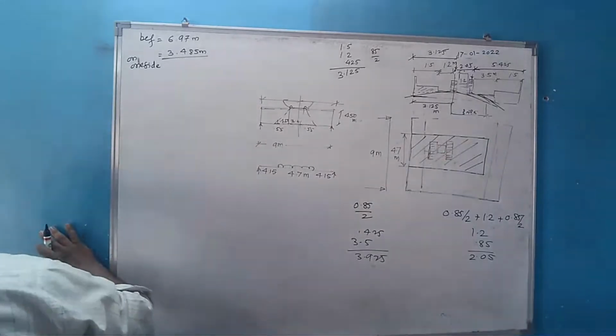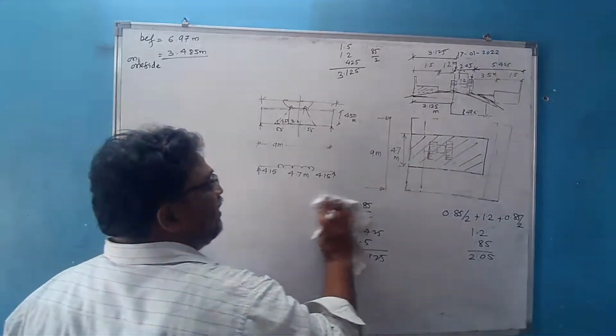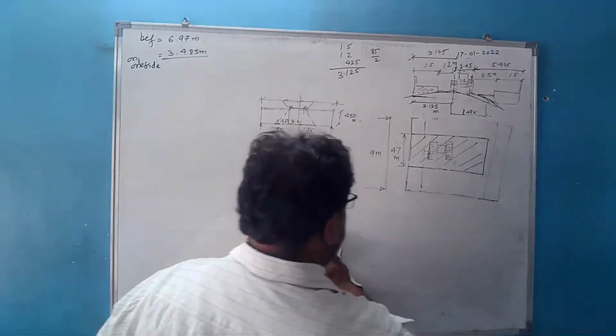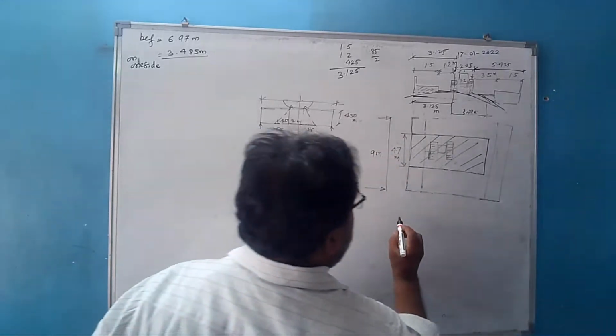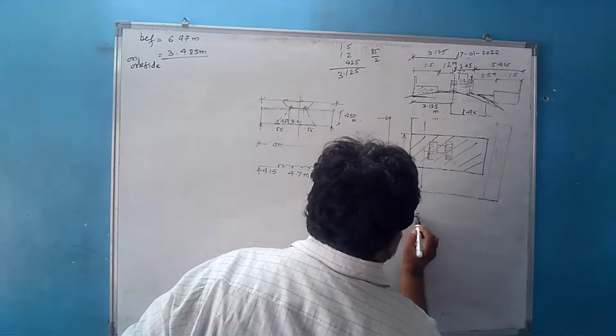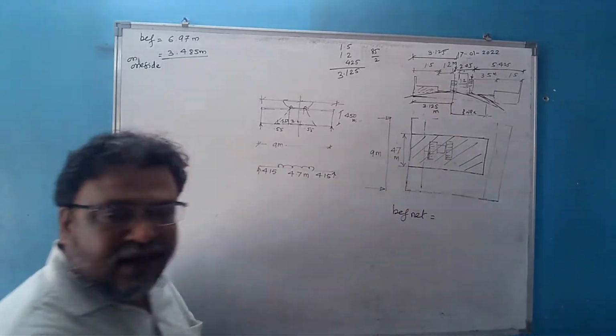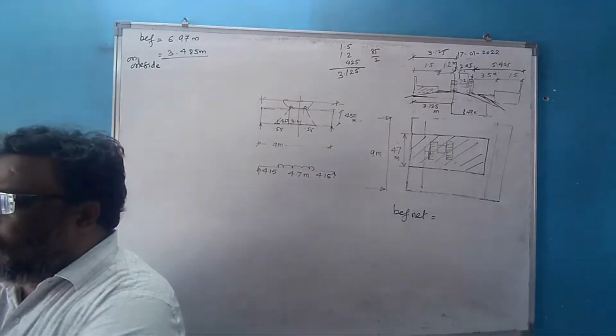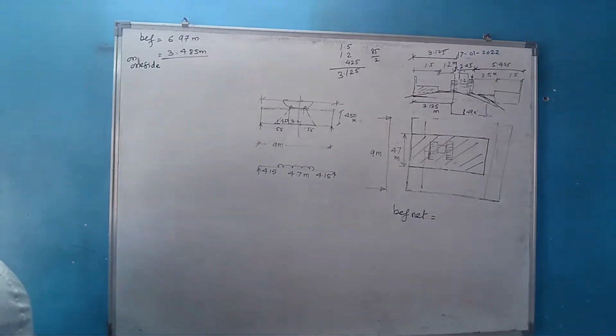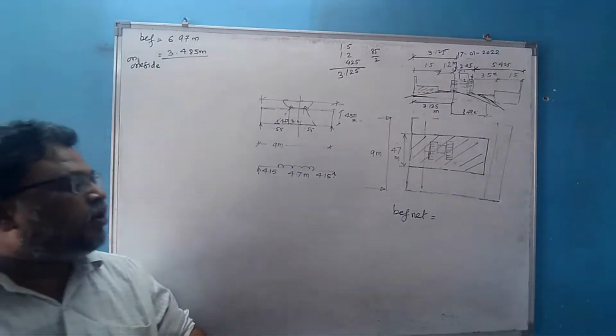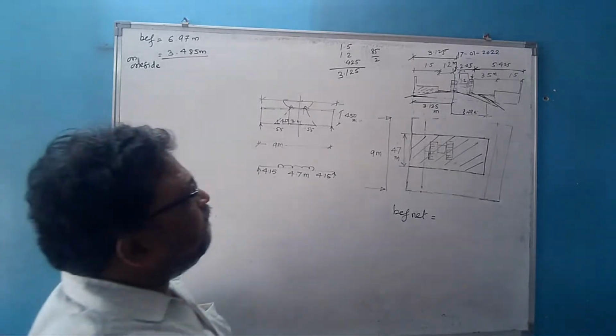So what is the net B effective? What is the net effective width? We will determine B effective net, that is the effective width on which the effect of this load will be. How to get the effective width on which the effect of this load will be?